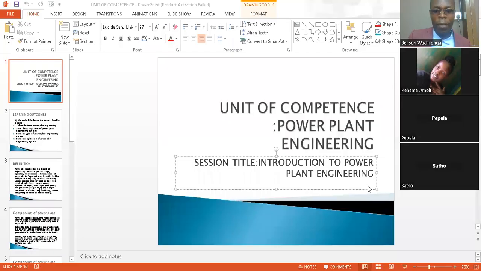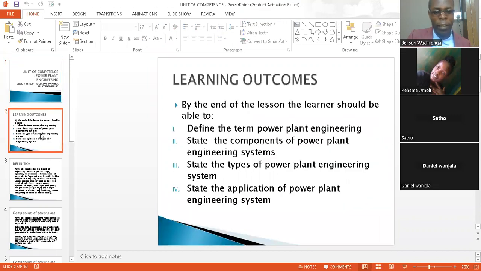I want us to define the term power plant engineering as our introduction this evening. Before that, we have the objectives that will guide us in this lesson. By the end of this lesson, I expect us to be able to define the term power plant engineering, state the components of power plant engineering, state the types of power plant engineering system, and state the application of power plant engineering system.